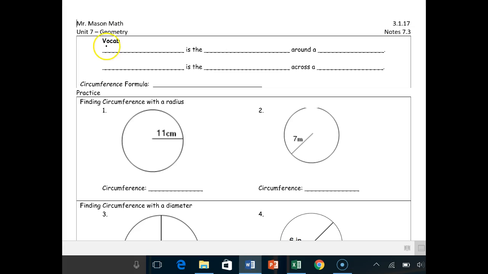So first off, some vocab. Circumference is the distance around a circle. So you can think of circumference as kind of like perimeter, but we use circumference because it's not a two-dimensional shape that has flat edges. So we use circumference. And diameter is the measure across a circle. So sometimes you'll see a line going across. That's to say how wide that circle is.